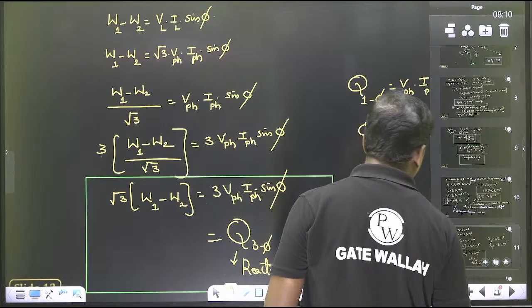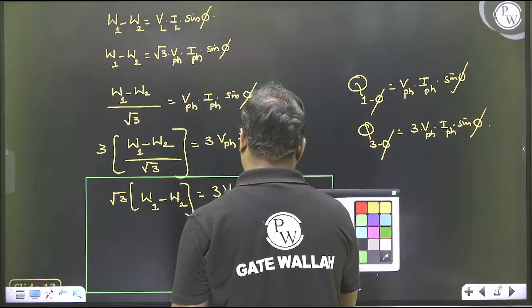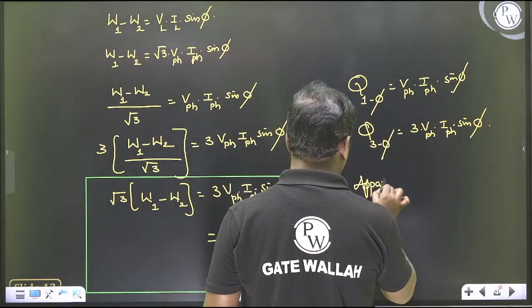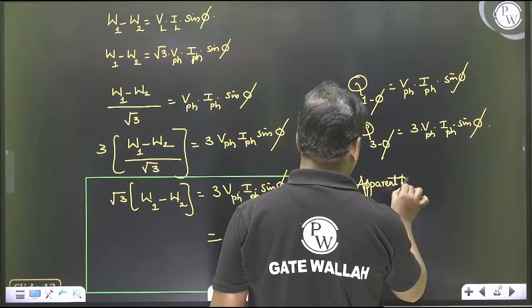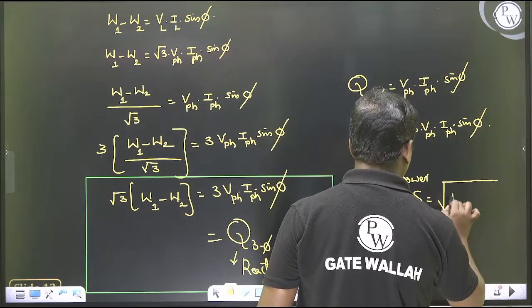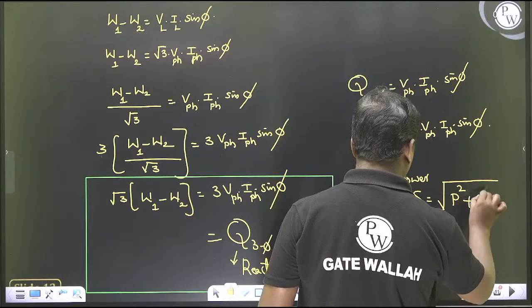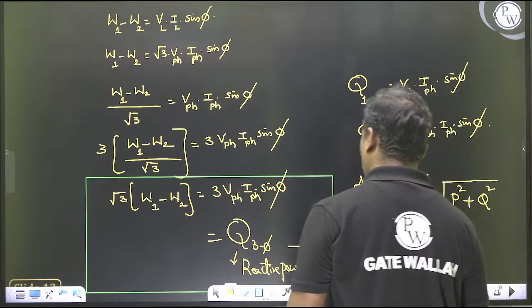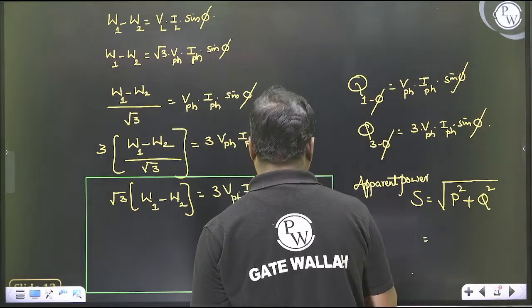Next, apparent power. What is the apparent power? Apparent power is equal to the square root of P square plus Q square. So what will be the units of this?